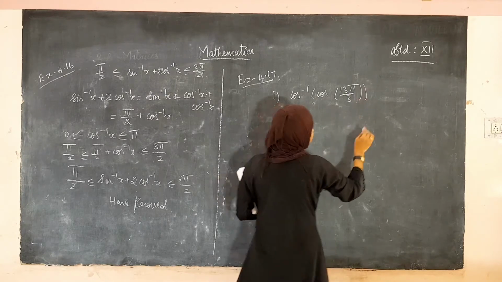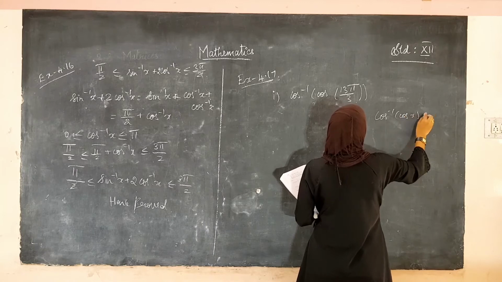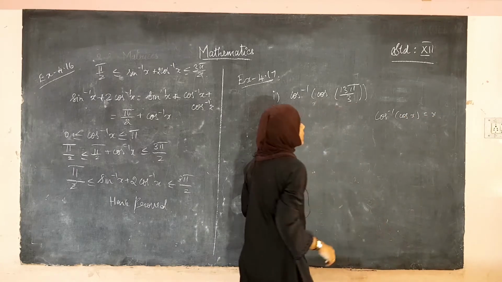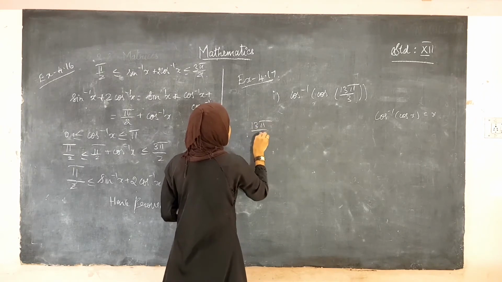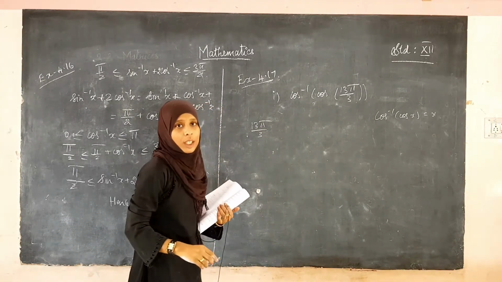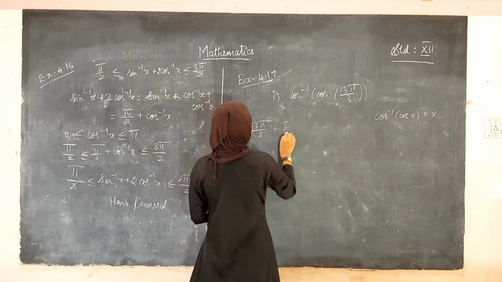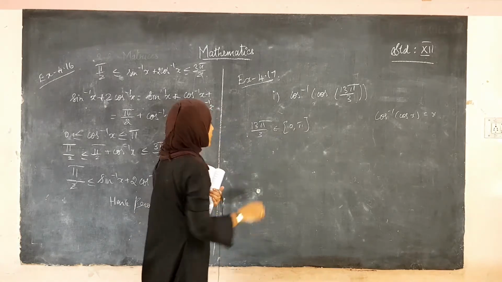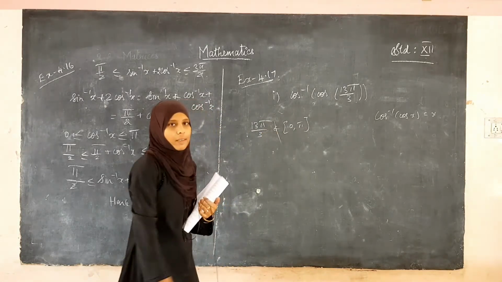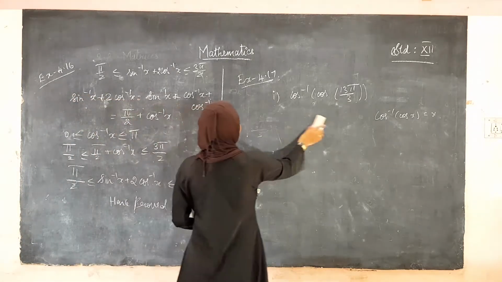See here, we know the property cos inverse of cos of x is equal to x. Can we apply this? If we apply it, the answer will be 13 pi divided by 3. But this should belong to the principal value range, right? What is the principal value range of the cos inverse function? It should belong to 0 comma pi. Is this possible? 13 pi divided by 3 does not belong to 0 comma pi. Therefore, we are going to change this.